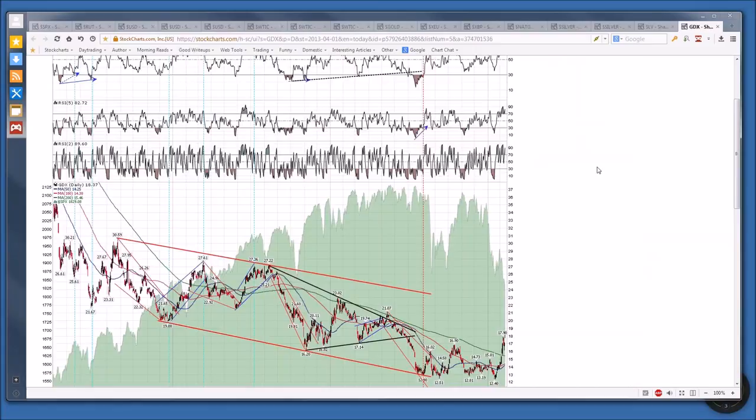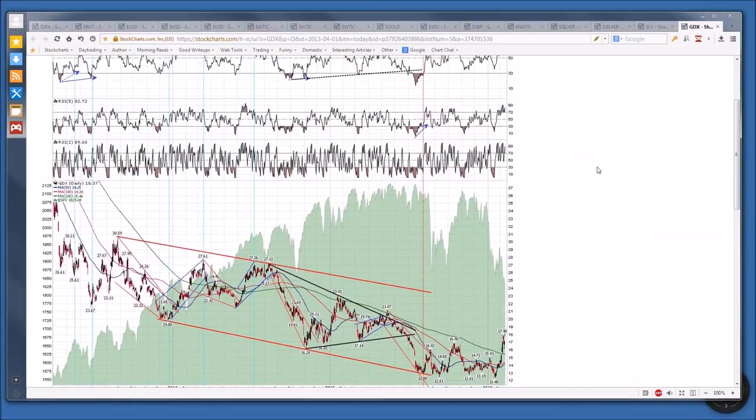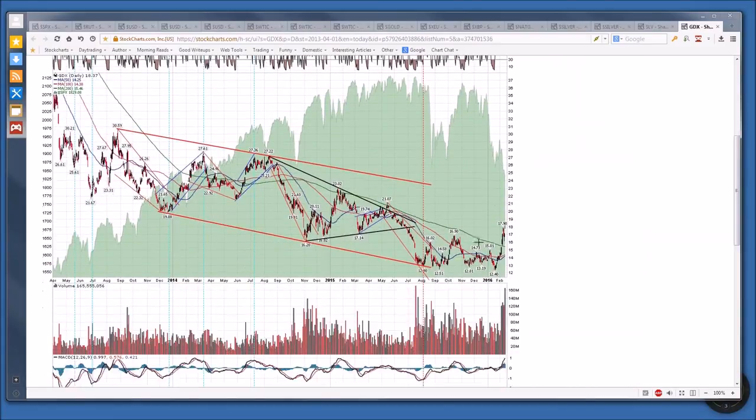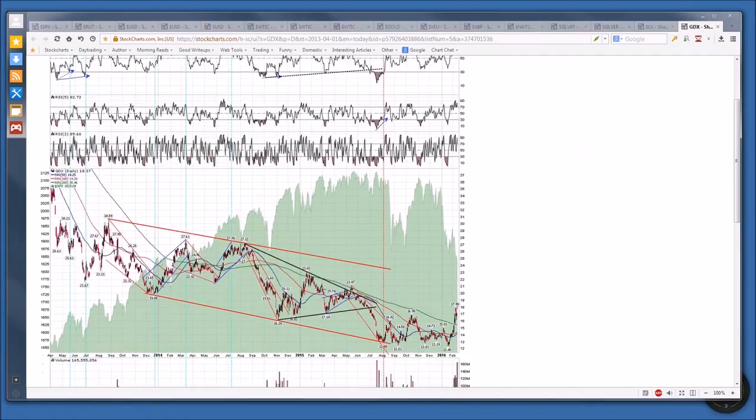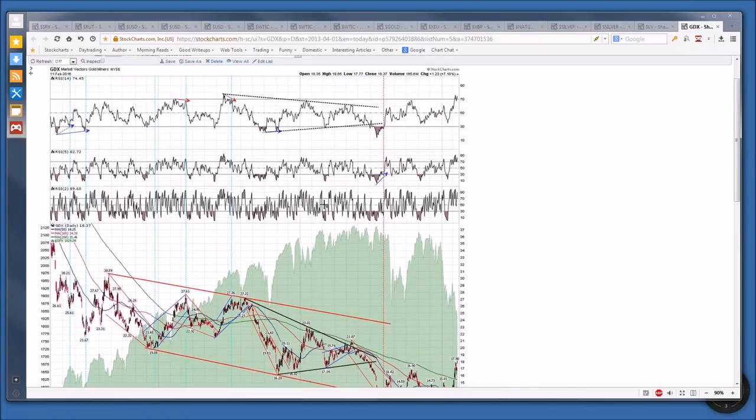Great. I've got a little GDX one I wanted to talk about here as well. Sure, absolutely. GDX has finally made its triangle retrace target, because here you've got a nice little GDX triangle, and you've got the equivalent triangle on our side here.